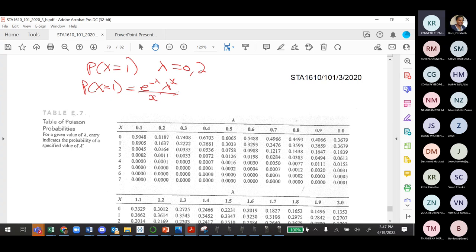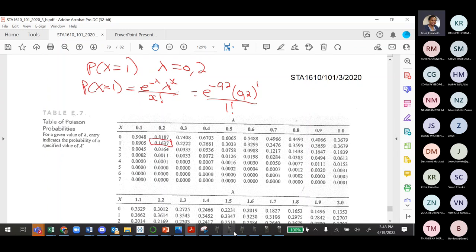Divide by x factorial. And now we can just substitute our values. e to the power of lambda, our lambda is minus 0.2, times 0.2 to the power of x, which is 1, divided by 1 factorial. Our answer that we are expecting should be this answer that we have here.